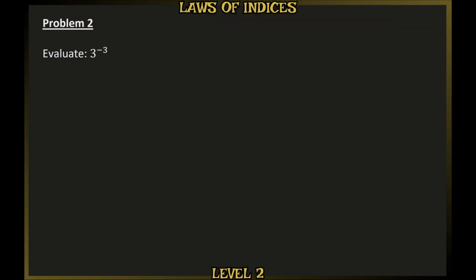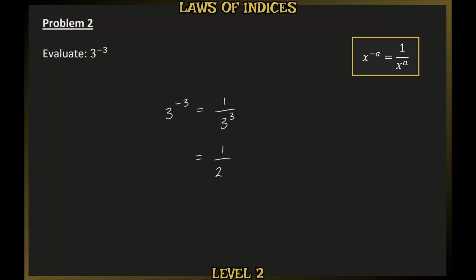In problem 2, we're evaluating 3 to the power of minus 3. This means that we need to find its value. Now, since we have a negative power here, we're going to use this law, which allows us to rewrite 3 to the power of minus 3 as 1 over 3 to the power of 3. And since 3 to the power of 3 is 27, our final answer is 1 over 27.